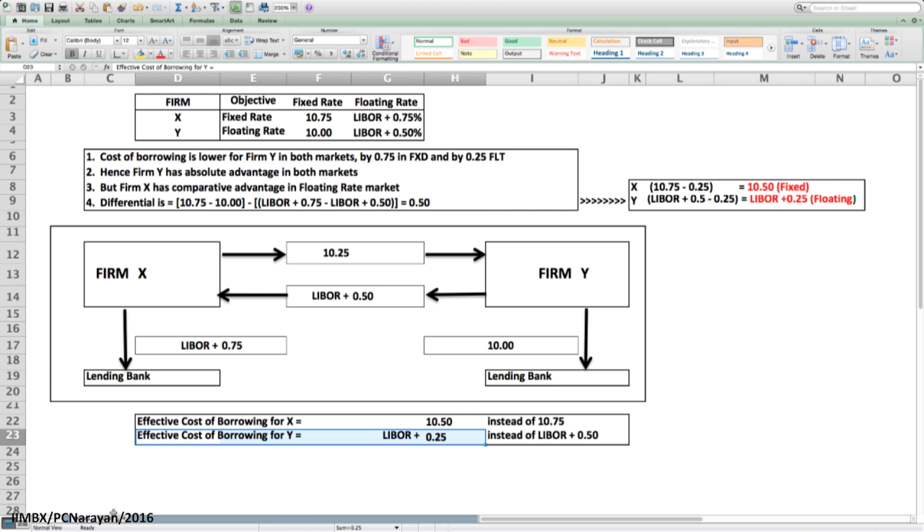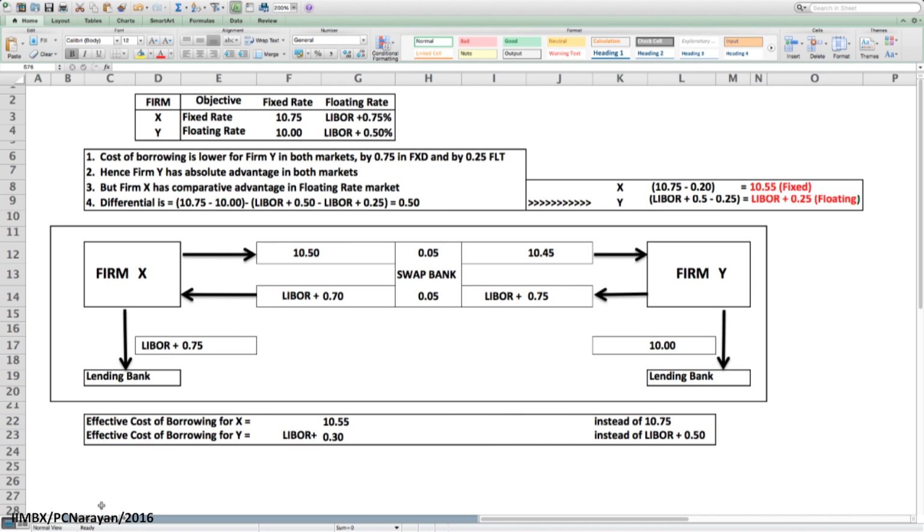Now, in the real world of interest rate swaps, there is a bank that is helping these two counterparties, firm X and firm Y, to come together, and they structure the interest rate swap. Obviously, no bank delivers any service for free. So they would want to take a certain share of that 0.50, which is the effective benefit to the two firms. Now how do they do that?